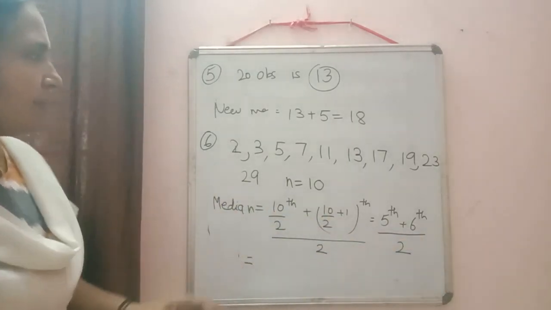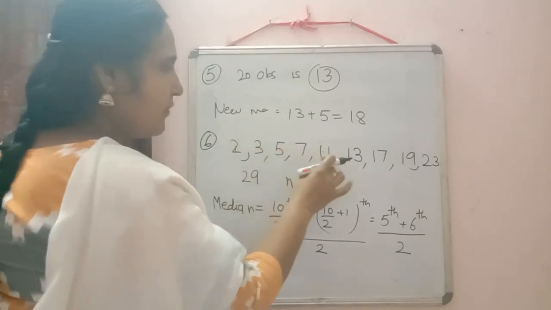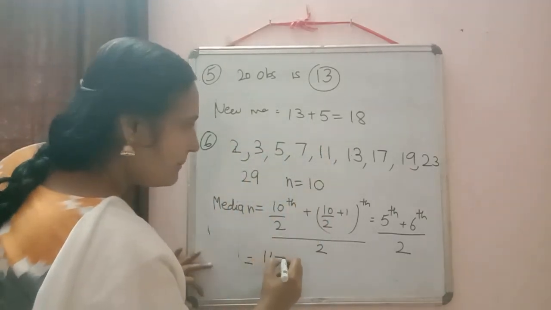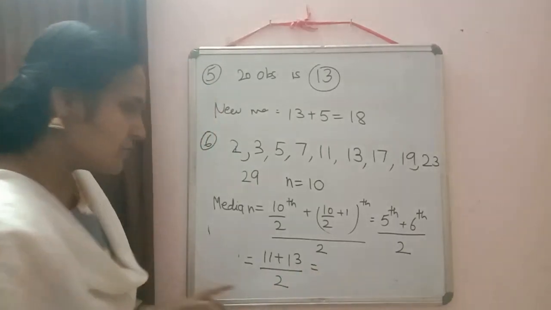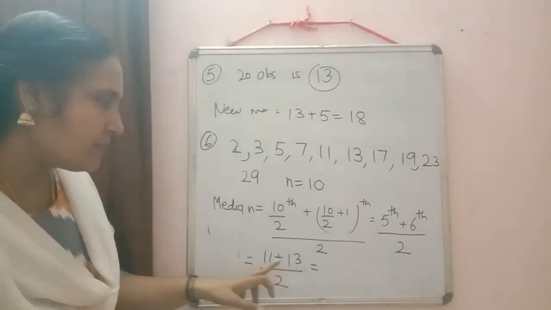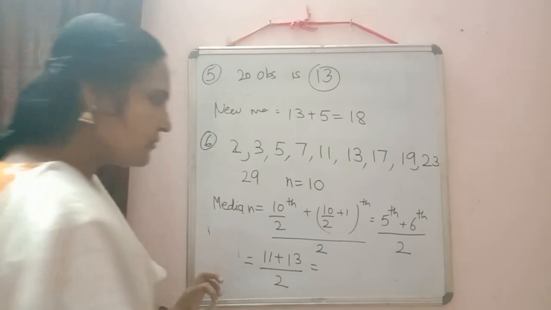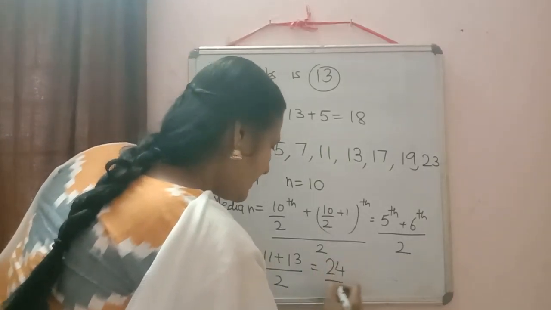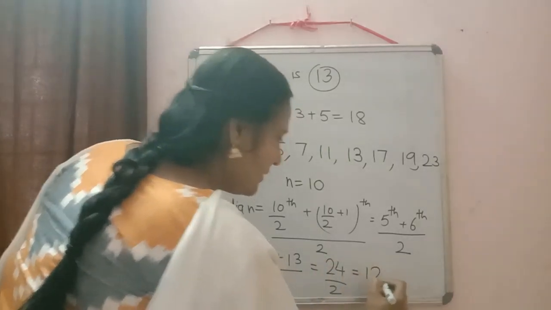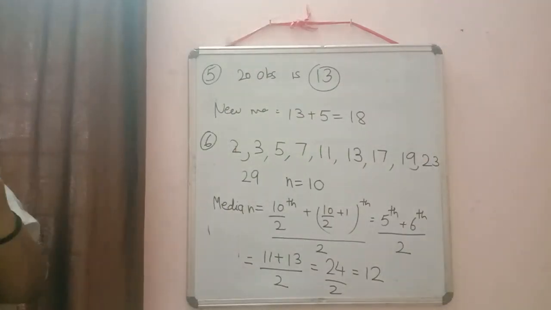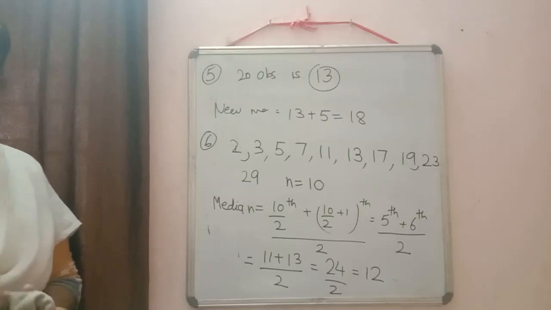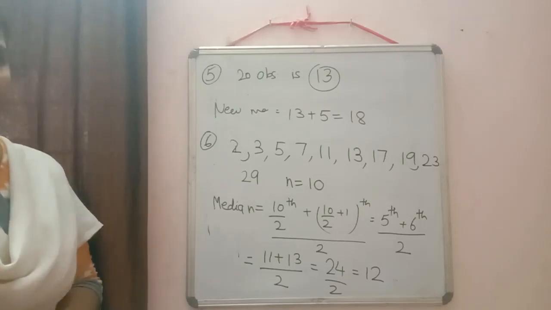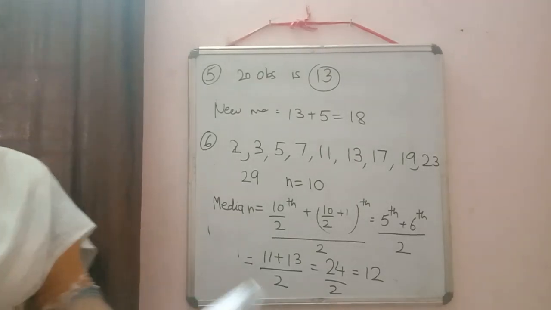Now what is our 5th term? 1, 2, 3, 4, 5: 11. Plus the 6th term, 13, divided by 2. So 13 plus 11 is 24, divided by 2 is equal to 12. So the median of the first 10 prime numbers is 12. Clear? Okay.